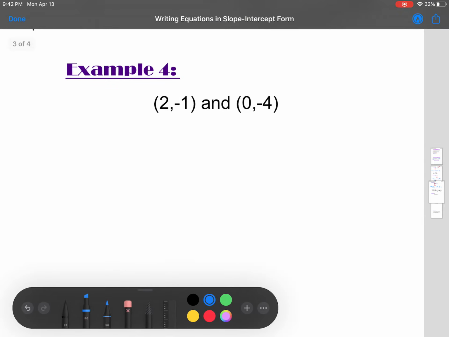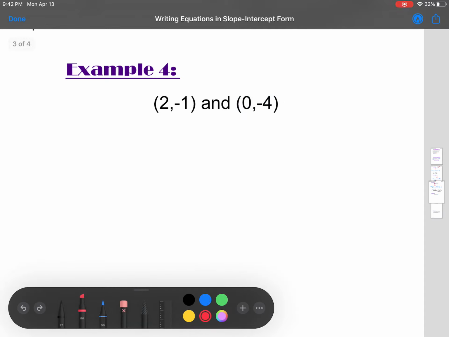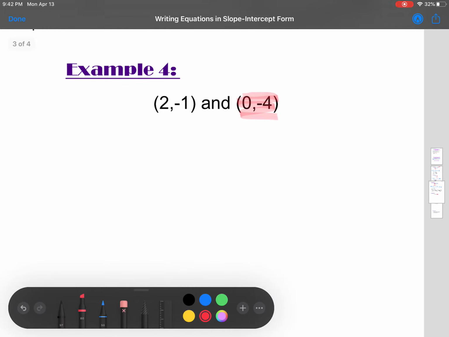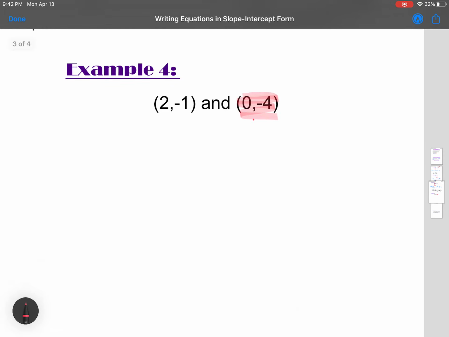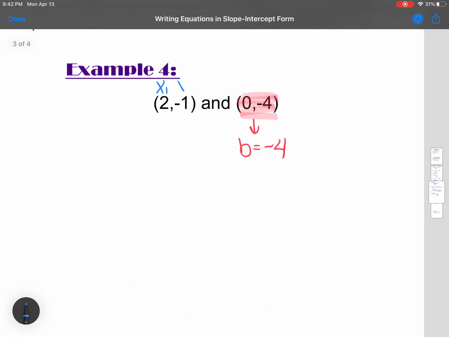I've got 2, negative 1, and 0, negative 4. 0, negative 4 is going to be my b. B equals negative 4. Okay, now I want my slope. I'm going to label my points.